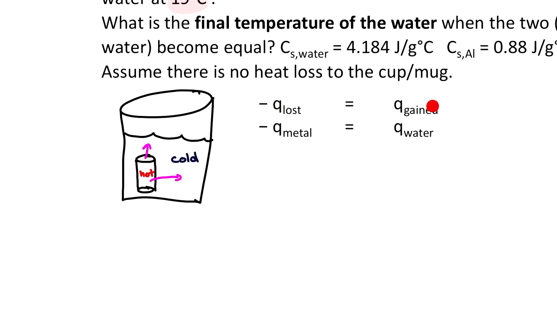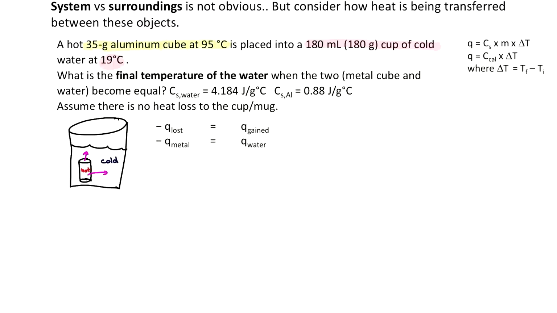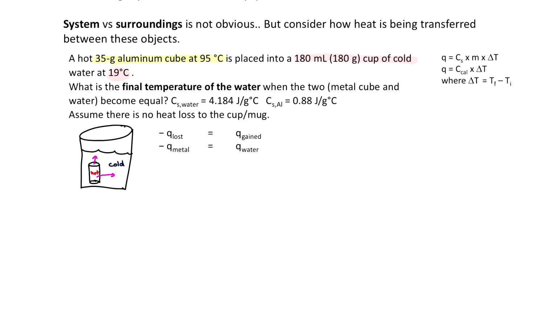So let's be hyper specific here. What is losing the heat? The metal is losing heat, and what's gaining that heat? It's the water. So let's look back at what information is given here. We have two Q's. Think about the ways that we can calculate Q. We can use Q equals mCΔT.